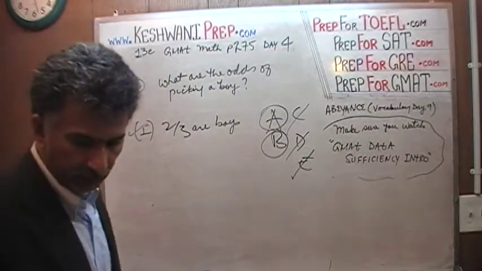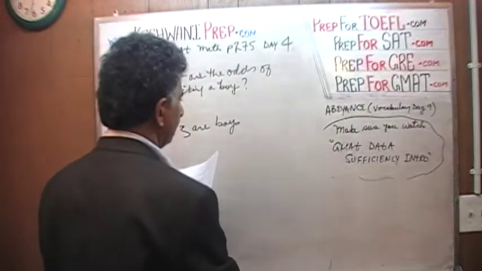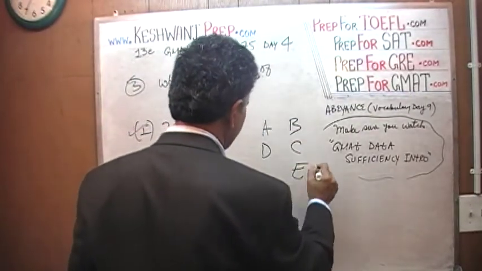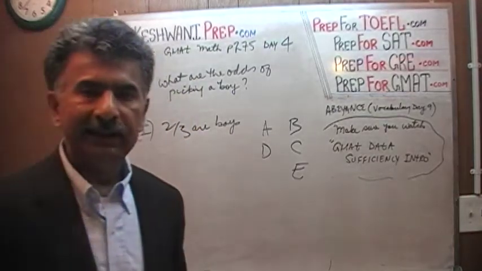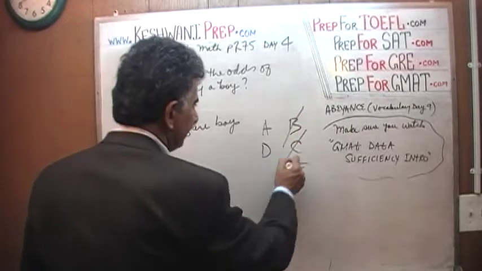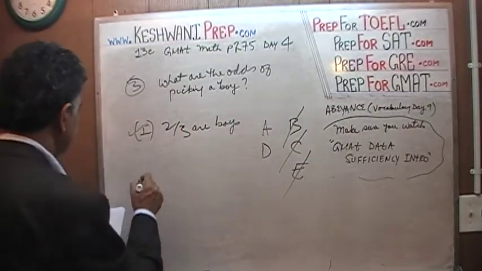Oh man, I made a mistake, didn't I? I'm sorry. The choices are A, D, B, C, E. You see how careless I was? A, D, B, C, E. The answer cannot be B, C, or E. It's got to be either A or D. Let's look at the second statement.